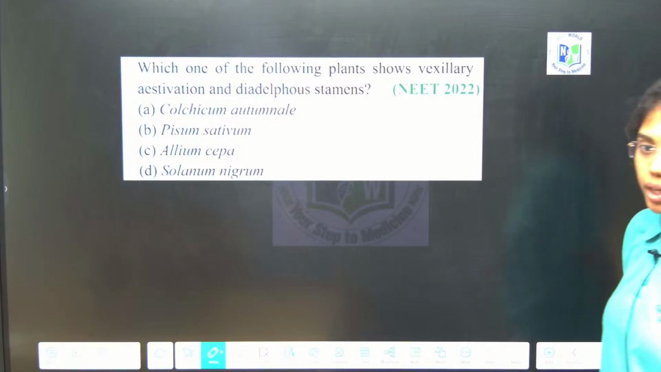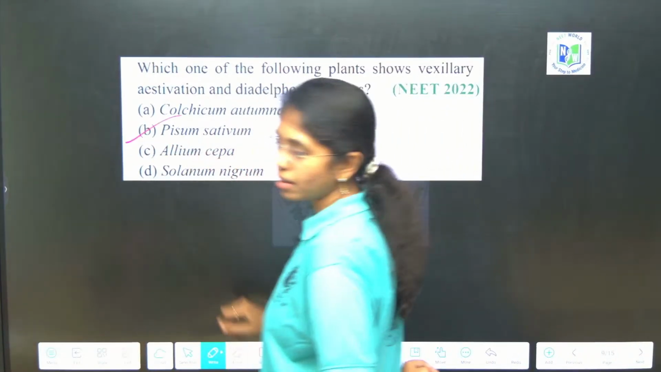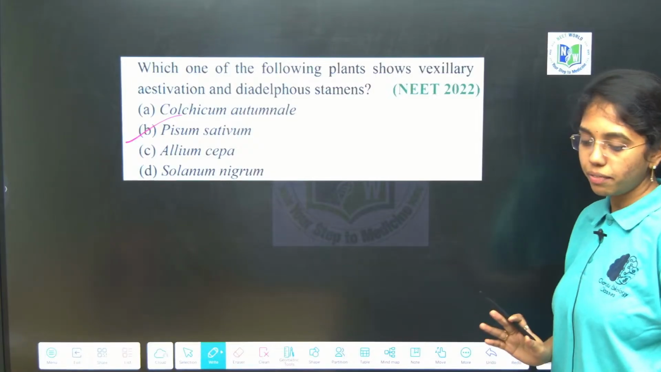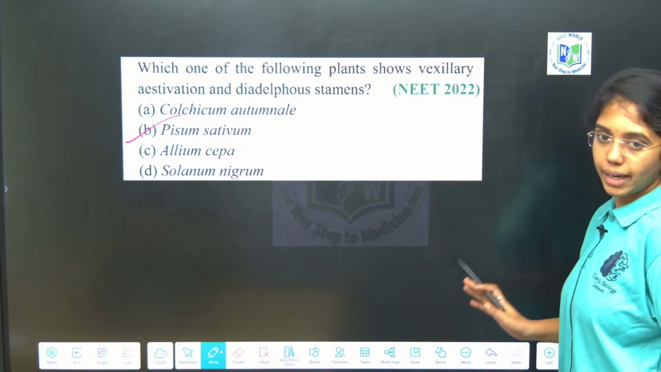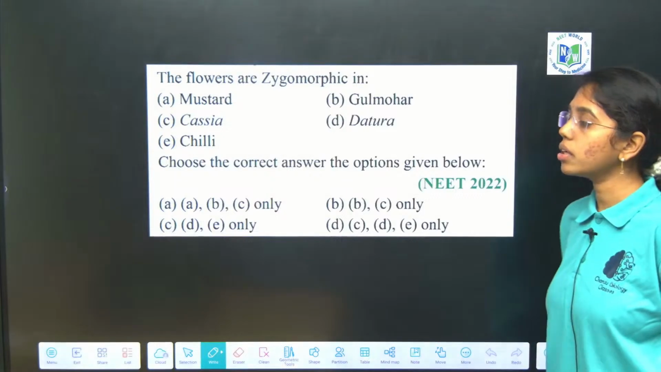Which of the following shows axillary placentation and diadelphous condition? Pisum sativum. Okay. Think and answer slowly. Don't hurry. Sit stably first. Think and answer. Next question.